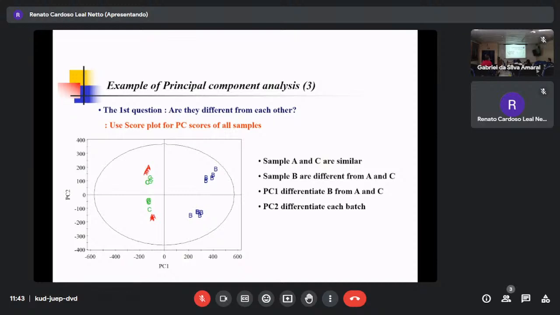Completely different one. Even B, to make sure, I bought the two different batches. B first batch, B second batch, A first batch, second batch, C second batch. At least in my PC1, B is separated from A and C. But principal component analysis is actually for the maximum variation.